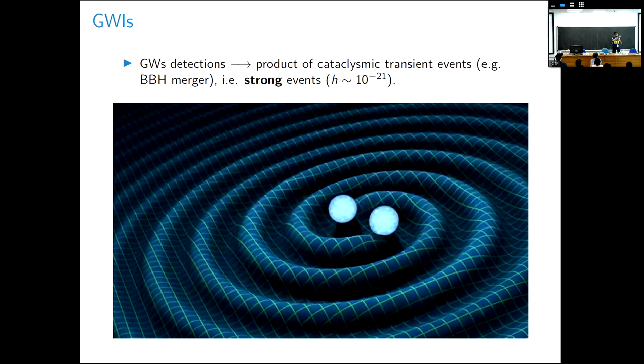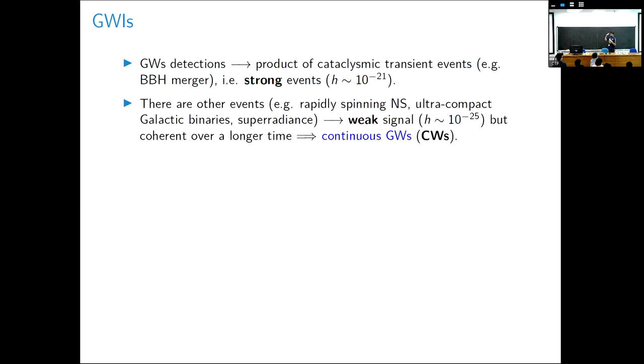You know, like the chirp mass peak. And they are very strong, in the sense that the strain is of order 10 to the minus 21. But besides these events that we can detect, there are also other signals that can be used to detect gravitational waves, known as continuous gravitational waves. Instead of being very short in time and very strong, they are weaker, but they are coherent over a longer time. We are going to focus on and use this kind of wave, continuous waves.